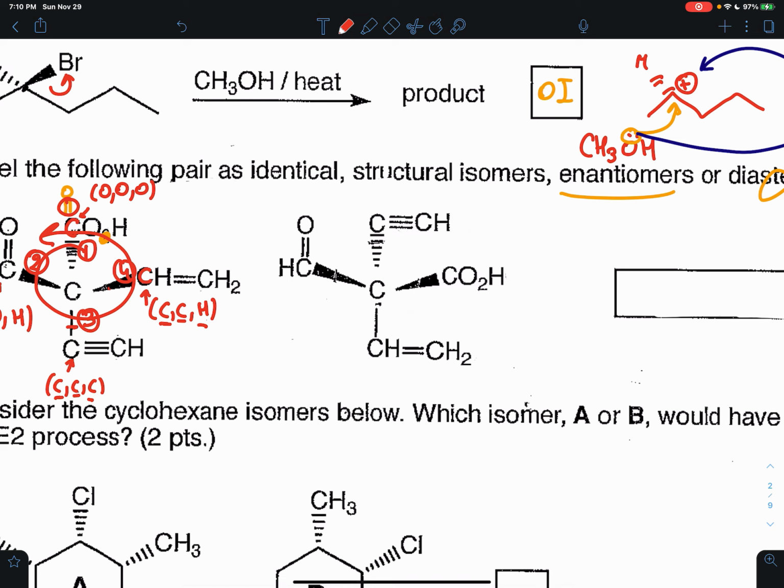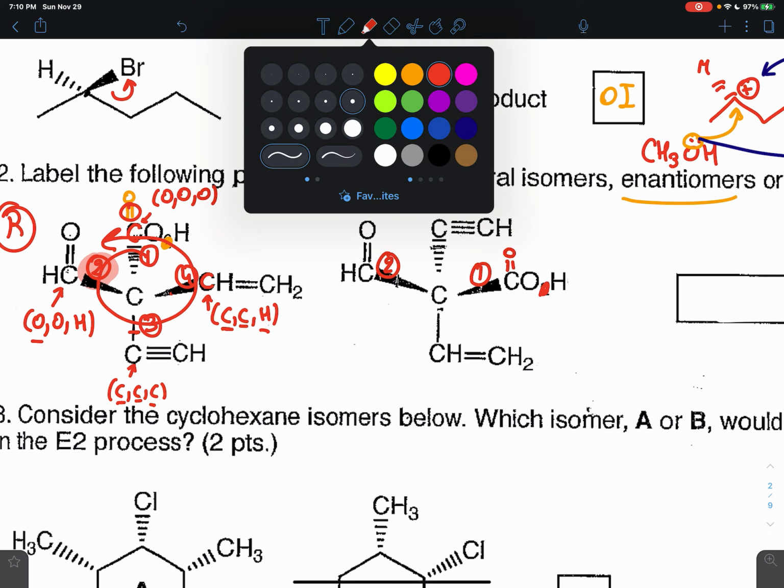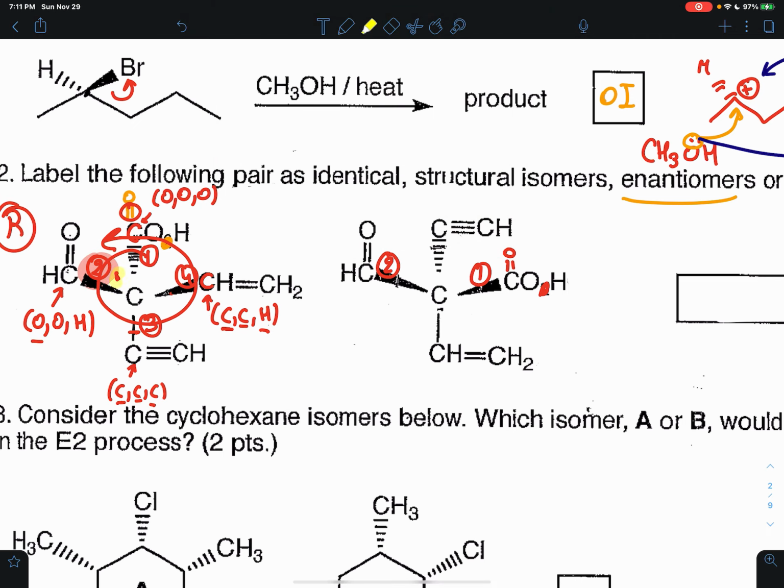A quick thing to know, it's kind of a trick. What I usually do is, because we have the same groups, it's going to be the same priority. So I have a CO2H here, and that will be my number 1. I have an aldehyde, which is going to be my number 2 based on this reading right here. Then my alkyne is going to be my number 3. And finally, an alkene is going to be my number 4.